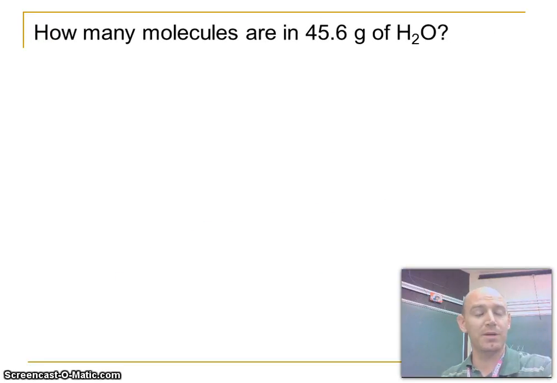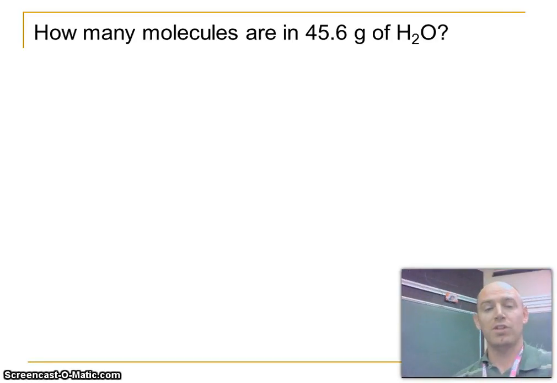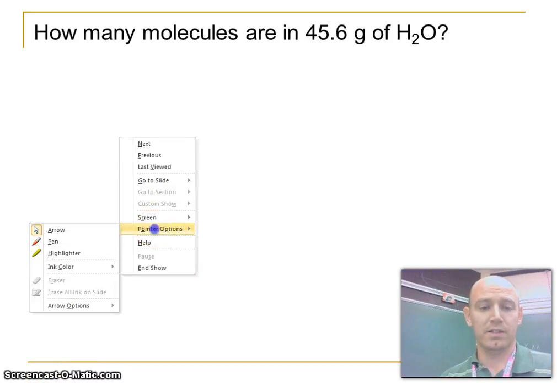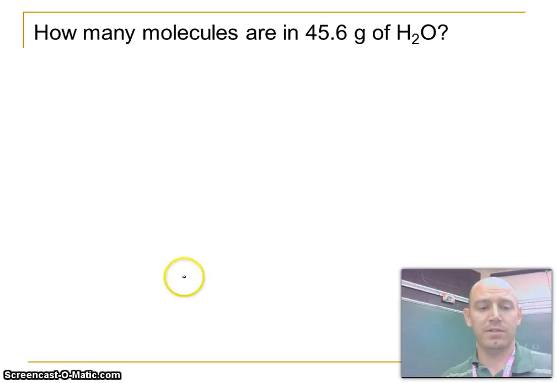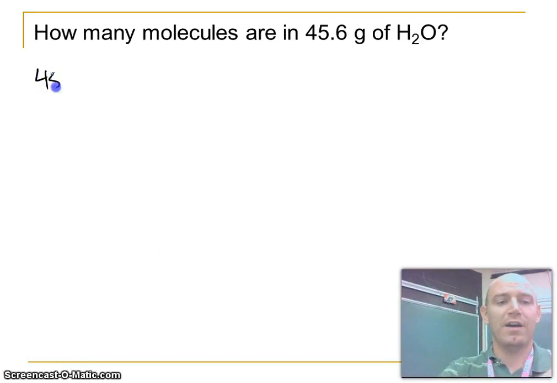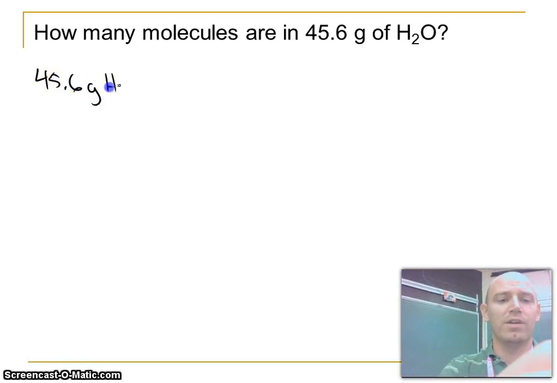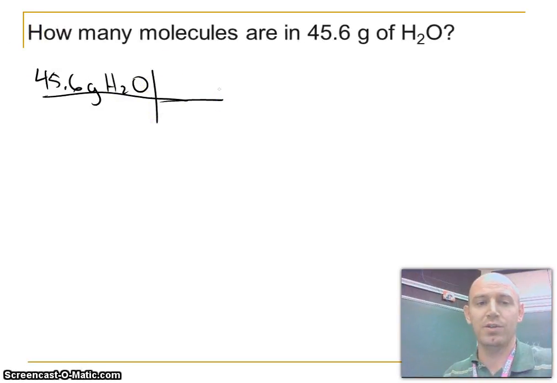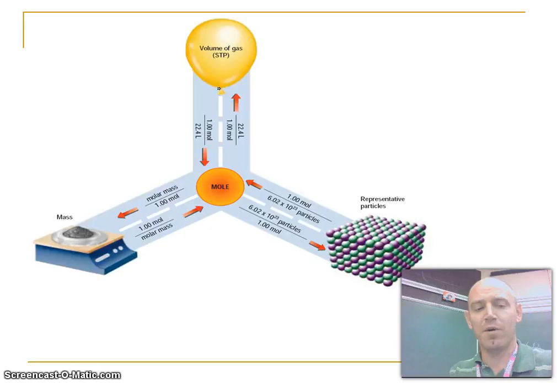So let's go ahead and do some sample problems. How many molecules are in 45.6 grams of water? Well, I'm going to start off writing down my starting value here. We have 45.6 grams of water, and I want to convert that from grams to molecules. Molecules is a representative particle, so I'm starting off here with grams, and I want to get over to here with representative particles. So how do I do that?